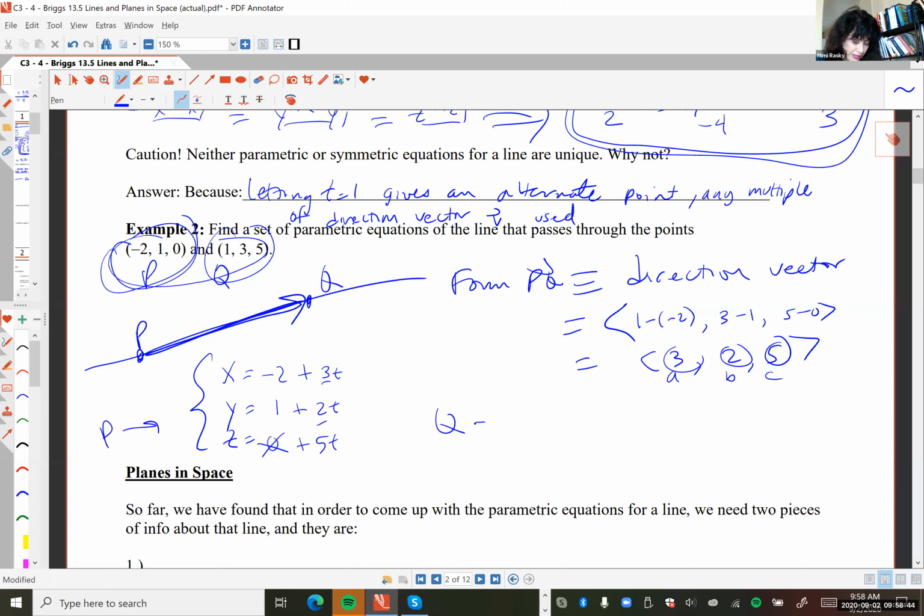But what if I decide, oh, I like Q better? Fine. Then an alternate answer that's just as good would be, you would use the coordinates for Q. That's fine. I don't care. Pick your poison. They're both legal. And give an alternate answer. So I claim that both answers are fine.